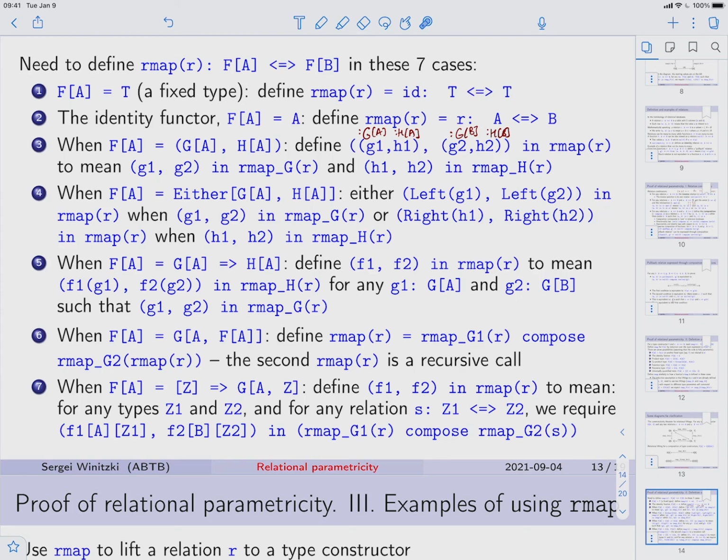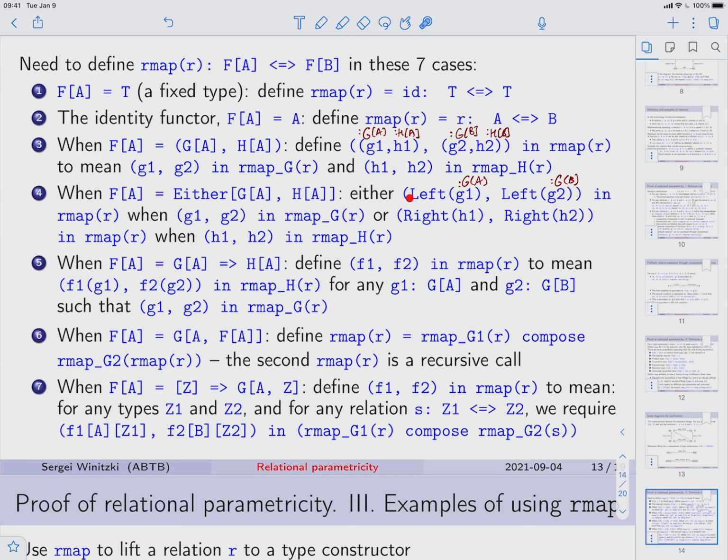When f of A is either G of A or H of A, then I need to define a relation in a similar way. I define that either the left and the left are in the relation, or the right and the right are in the relation. But the types here are the same. This is G of A, and this is G of B. So I define this relation lifting to either such that I never have a relation between left and right. So always left with left, right with right, but never mixed.